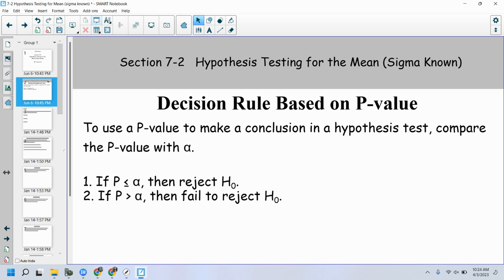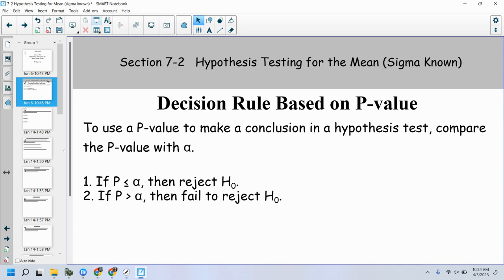To use a p-value to make a conclusion in a hypothesis test, we compare the p-value with alpha. Remember, alpha was our level of significance, and that can change depending upon the context of the problem. We're going to do alpha at the 0.1 level, the 0.01 level, and the 0.05 level. The smaller you make your alpha, the stronger your decision becomes. The bigger you make your alpha, the weaker your decision becomes.